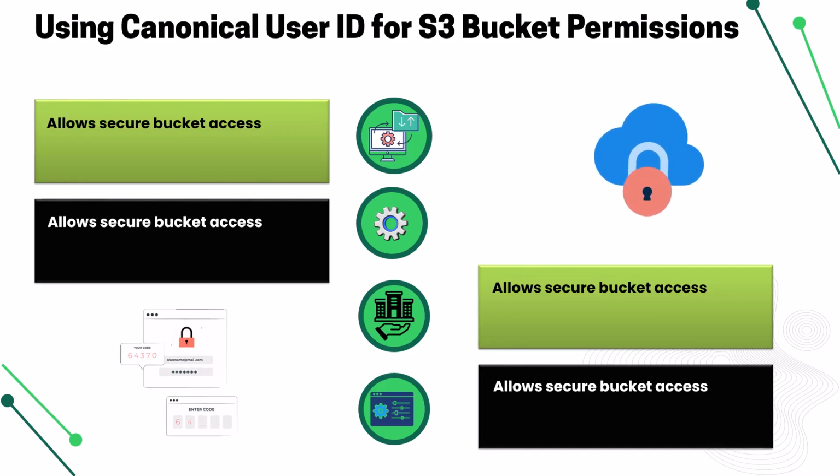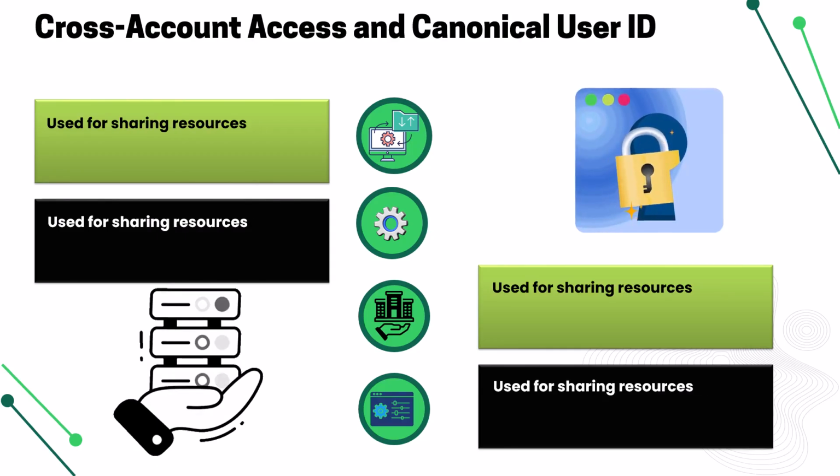When it comes to S3 bucket permissions, the Canonical User ID is your best friend. It ensures secure access, is used in bucket policy settings, and prevents unauthorized access. Without it, sharing buckets would be like leaving your house keys on the sidewalk. Anyone could grab them.